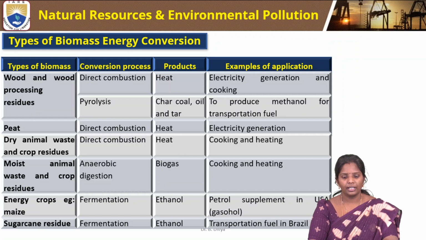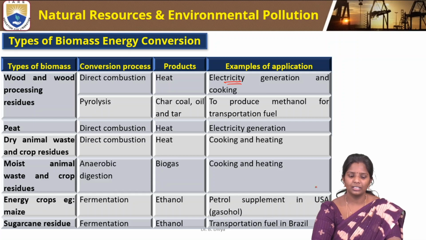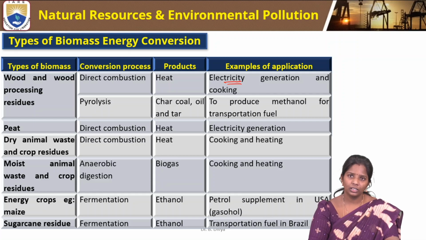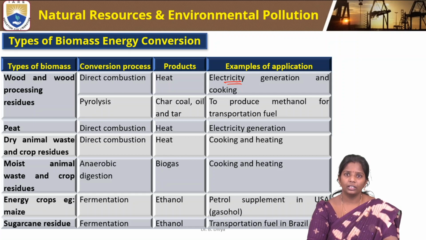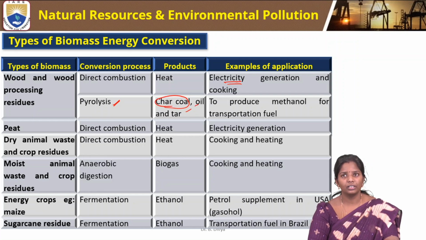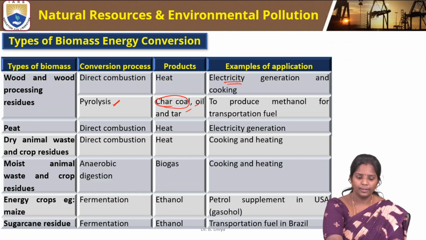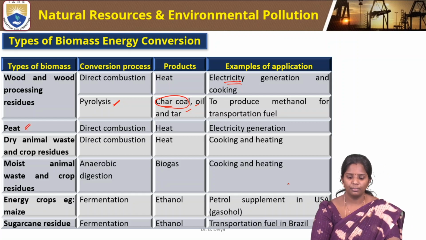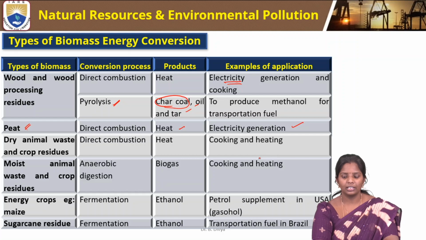Types of biomass, we will see how the conversion really occurs. Wood and wood processing residues give direct combustion, and the heat will produce electricity generation and cooking. We know that our traditional method of cooking is only through burning wood. Similarly, pyrolysis produces charcoal, oil or tar, which can be used to produce methanol and also transportation fuel. And next is peat. Peat is the first form of coal. Direct combustion will give heat that can be used for electricity generation.